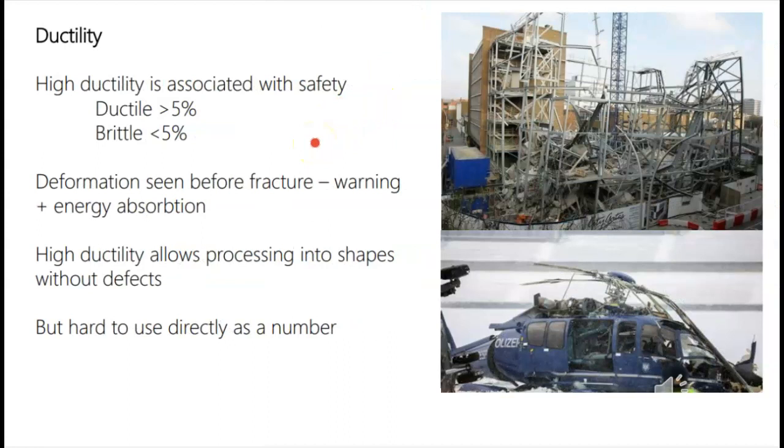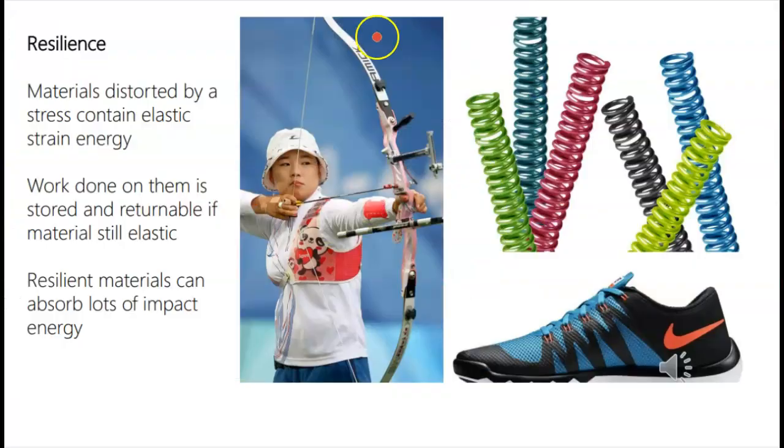Now, the higher the ductility, the safer the materials are. They give you a factor of safety. They give you a warning before they actually fail. The deformation is seen as a warning because the material absorbs the energy and deforms, and you know something is going to fail, so there is a little bit of warning. In a brittle material, you will not see any warning. Brittle materials have a ductility of less than 5%. Ductile materials have a ductility of more than 5%, as a rule of thumb.